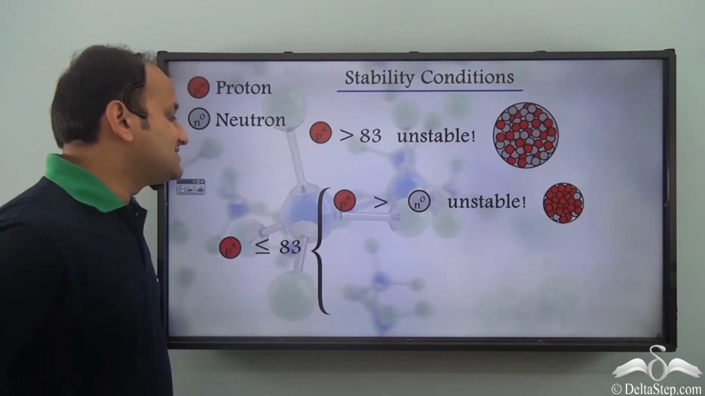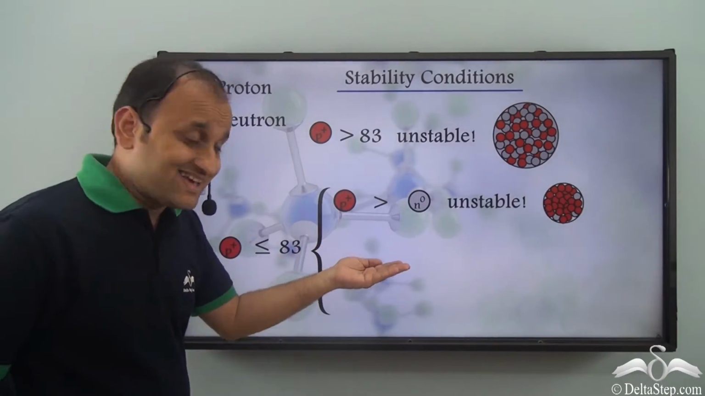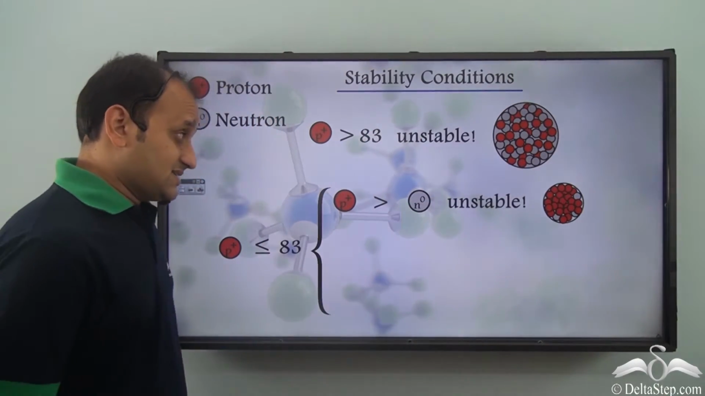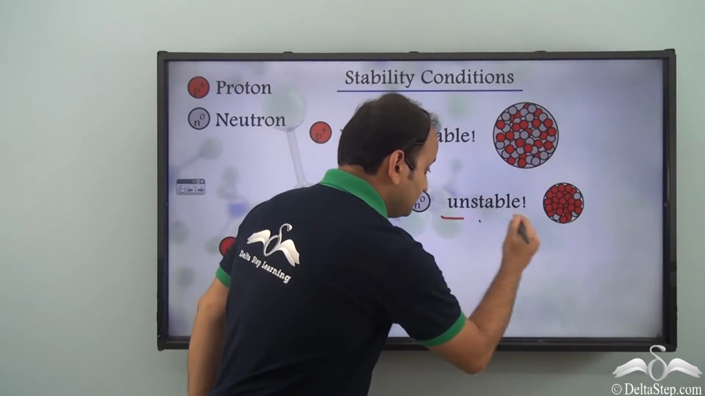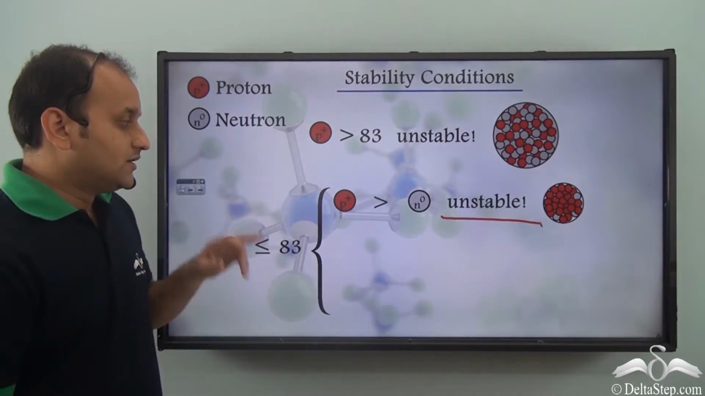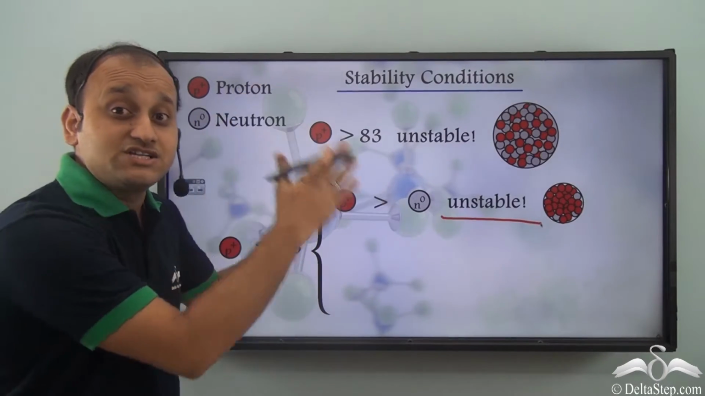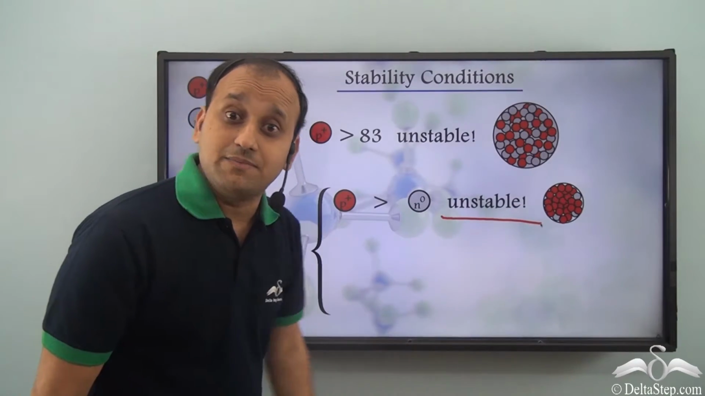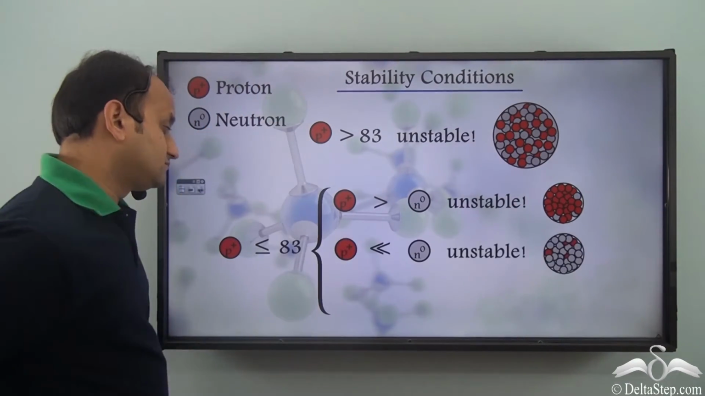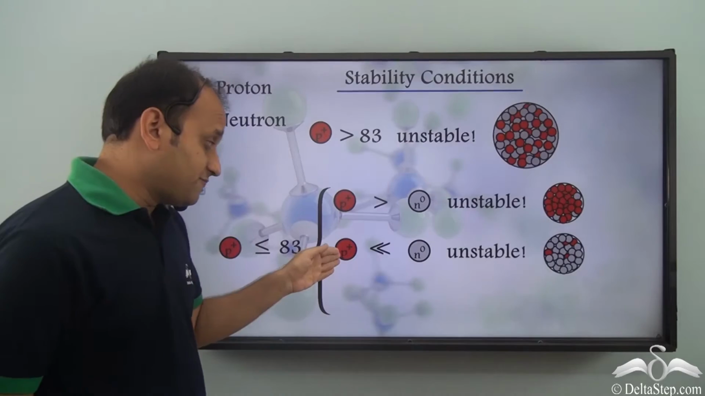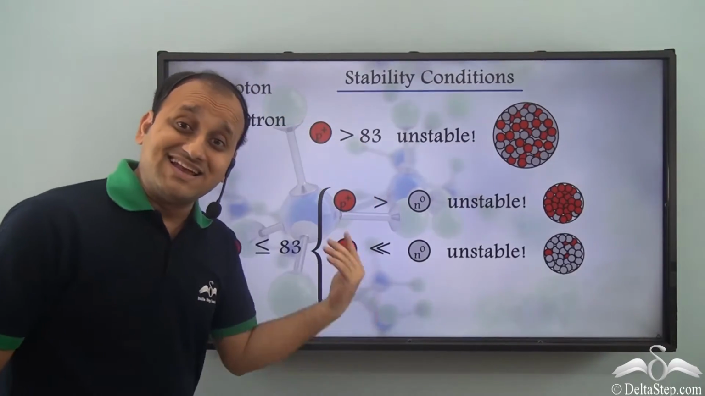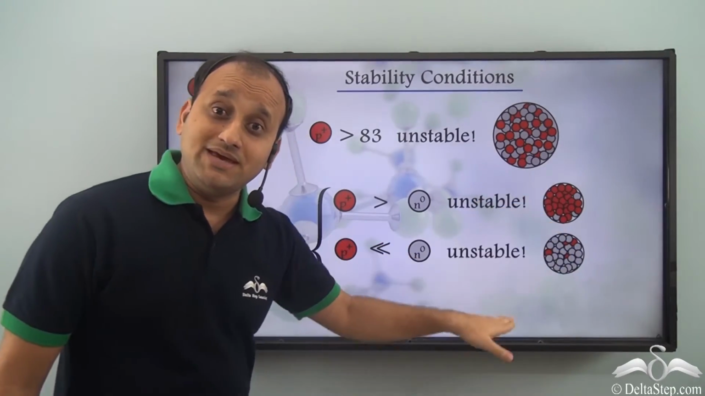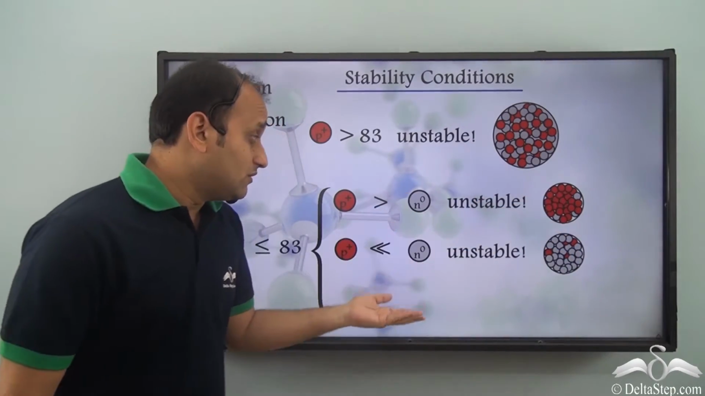Now the first criterion is that if the number of protons is larger than the number of neutrons, in this case the nucleus will be unstable. So if the number of protons is larger than the number of neutrons, the nucleus will always be unstable. Also, if the number of protons is much less than the number of neutrons, even then the nucleus will be unstable. So what is the difference?